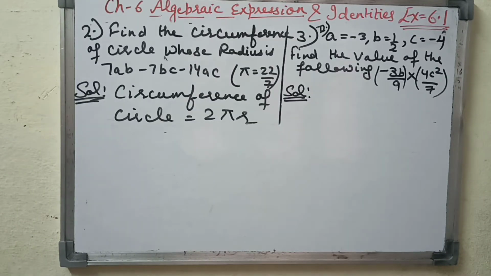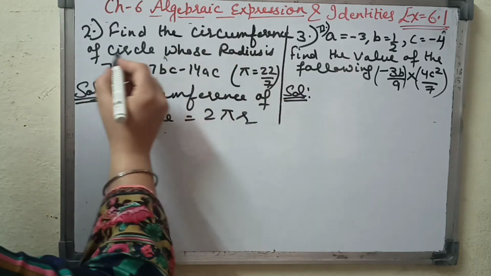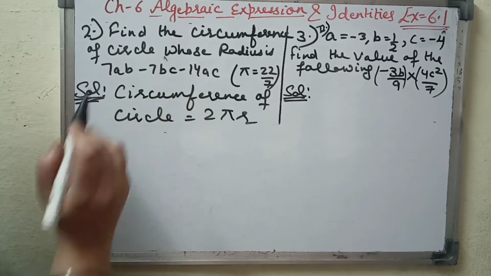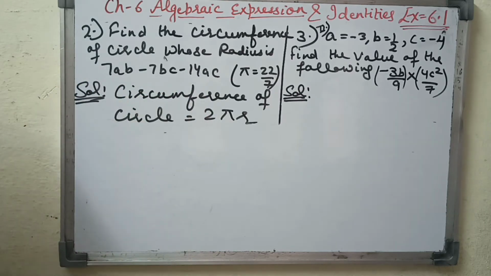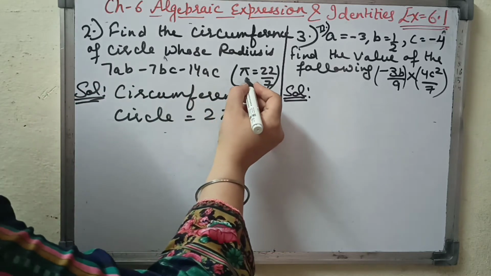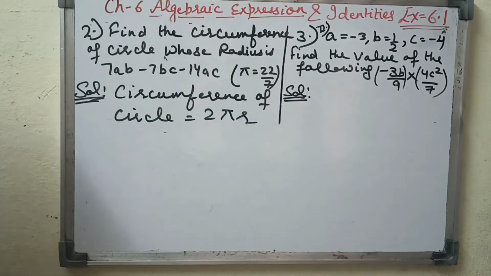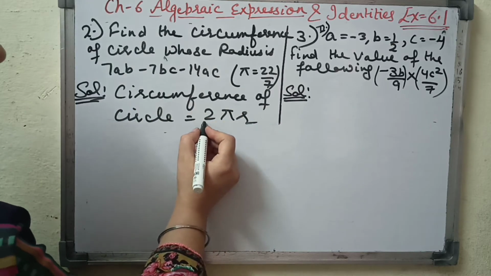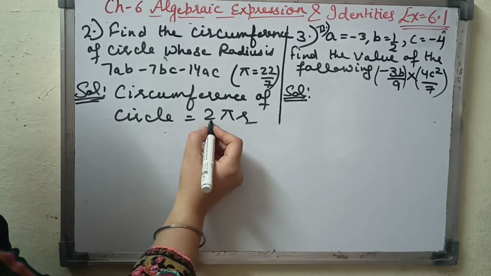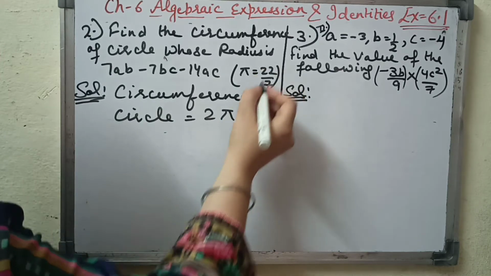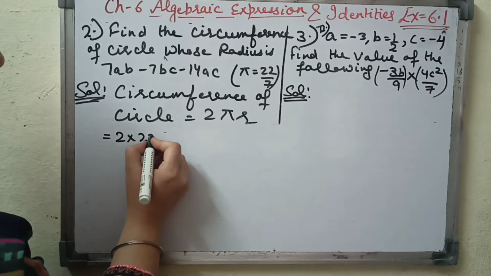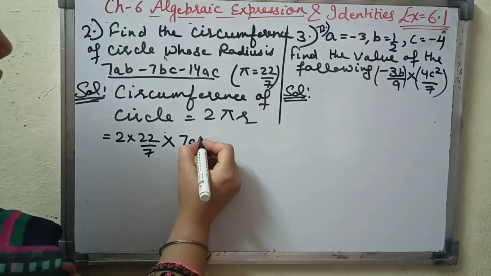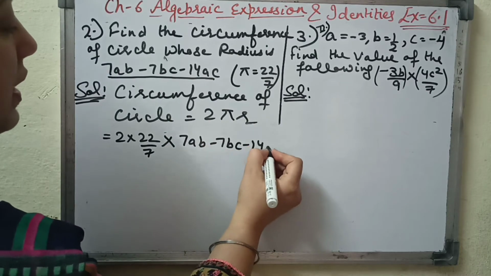Sum number 2 of exercise 6.1 is: find the circumference of a circle whose radius is 7ab minus 7bc minus 14ac. This is the radius r. And the value of pi is always 22 over 7. Now the formula for the circumference of a circle, you have to learn this formula, that is 2 pi r. Right? Now I put down the values here. Pi is 22 over 7, so it becomes 2 into 22 over 7. And the radius is given to you, that is 7ab minus 7bc minus 14ac.